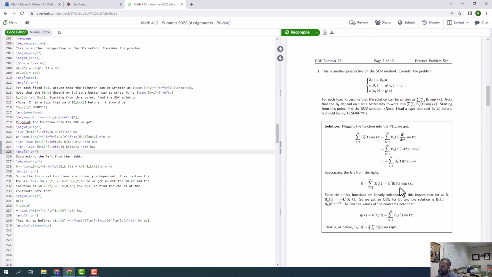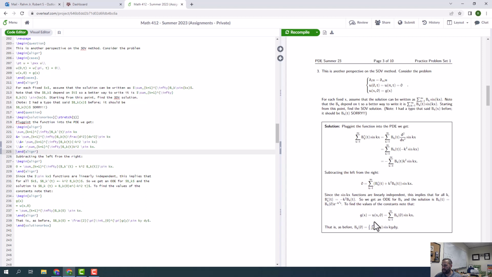The only way a polynomial can be equal to 0 for every value of x is if all the coefficients are 0. So the only way this function can be equal to 0 for every value of x is if all the coefficients are equal to 0. Okay, so this tells me that bk prime plus k squared bk is equal to 0. That's this differential equation. I solved that differential equation for bk. I get this guy right here.